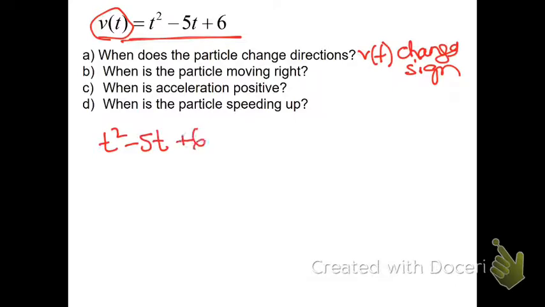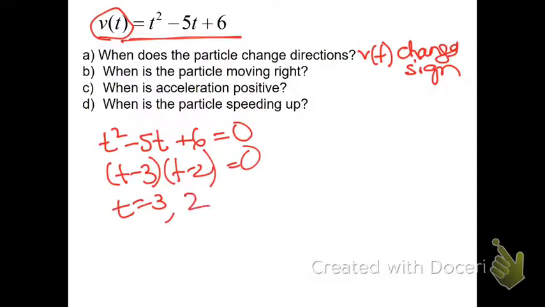Because then I can figure out when it's positive and negative. Okay, so set it equal to 0, factor, and we get two places where the velocity is 0.